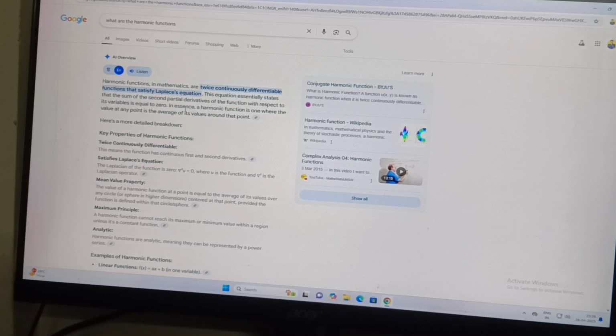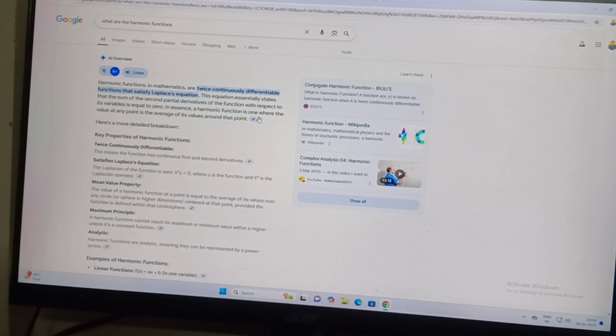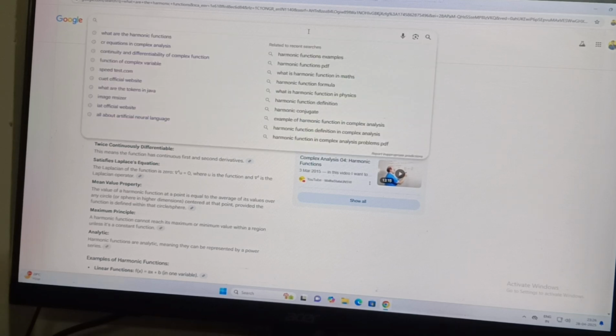This equation essentially states that the sum of the second partial derivatives of the function with respect to its variables is equal to 0. In the sense of a harmonic function, it is one where the value at a point is the average of its values around that point. So twice continuously differentiable and satisfies the Laplace equation. I have told you the mean value property. So this is all.